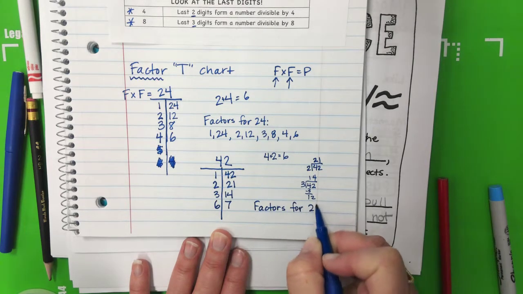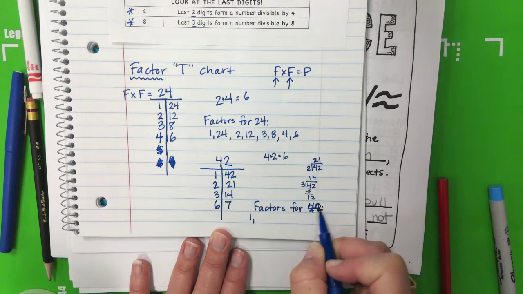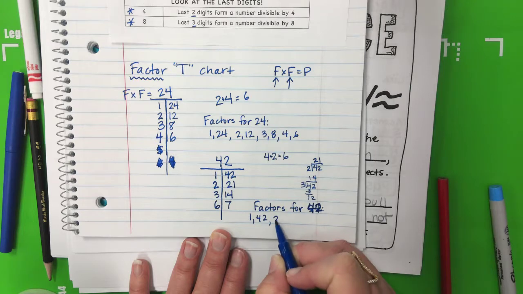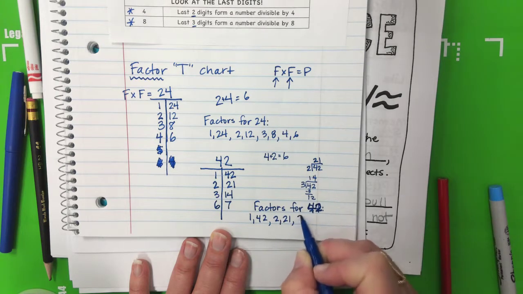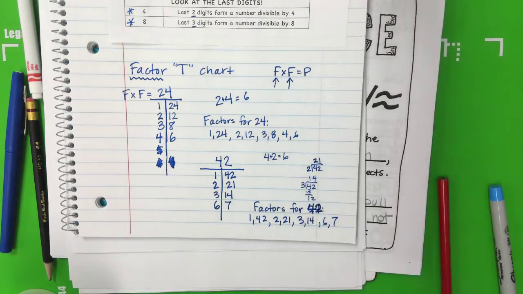for 42, Miss White. 42. 1 times 42. 2 and 21. 3 and 14. 6 and 7.